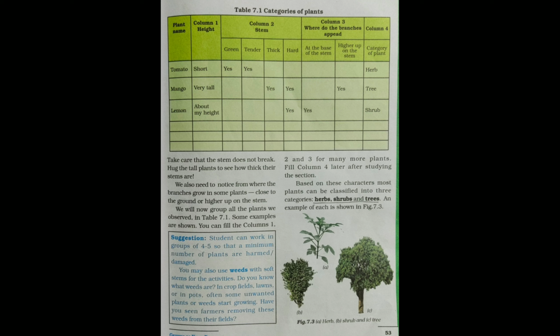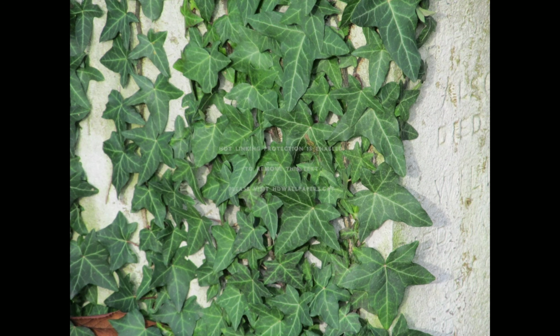Examples are also given in the table. First, the plant name is tomato, its height is very short, its stem is green and tender, and it is in the category of herb. One more example is given: mango. Its height is very tall, its stem is very thick and hard, and branches can be seen higher up on the stem. So it is categorized as a tree.